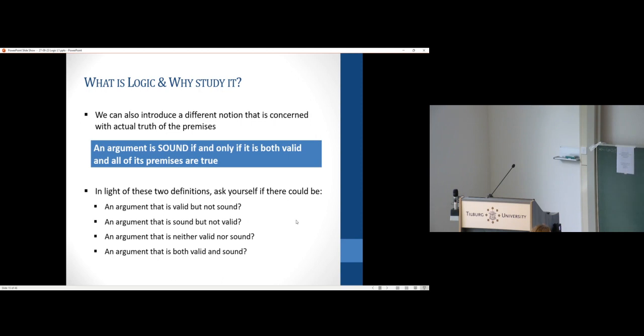Cool. How about the second one? Could we have an argument that's sound but not valid? No, it's in the definition, right? Nice. How about an argument that's neither valid nor sound?